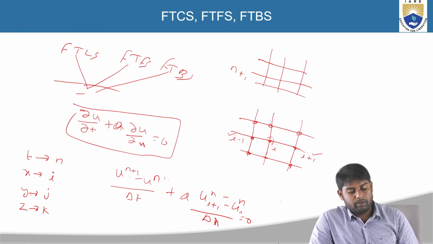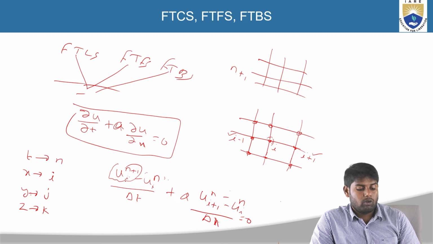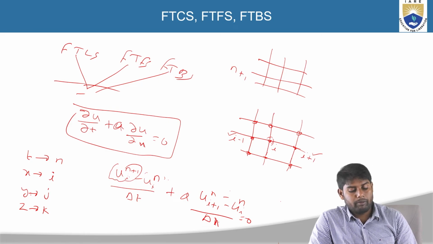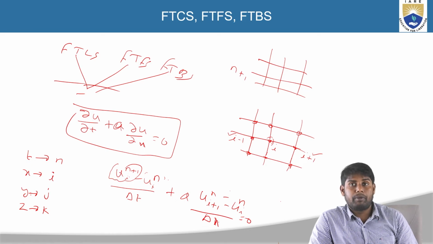What is the unknown value we have here? u to the power of n plus 1 at the i level. Sorry, the remaining ones are all known values; only u of i to the power of n plus 1 is the unknown. So this is one technique to calculate, one of the numerical techniques where we can solve the problem. In this approach we see how to get the value of the velocity at the particular grid point at the next time level. So this is FTFS.